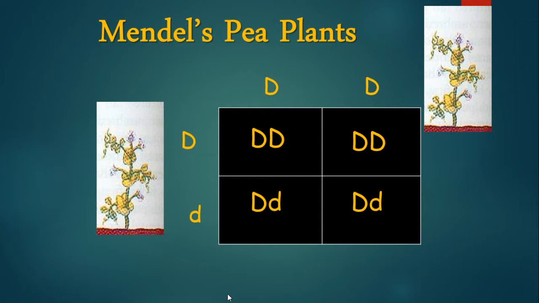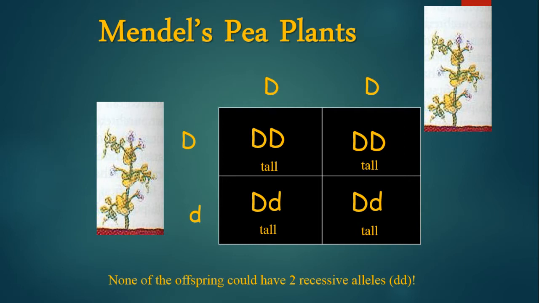Now to figure out what these plants will look like when they actually grow. Anytime you see a capital letter, that means it will have the dominant phenotype. In this case, tall is dominant to short. So there's a 100% chance that all offspring plants from this cross will be tall. None of the offspring could have two recessive alleles, so none of the offspring would grow to be short plants.